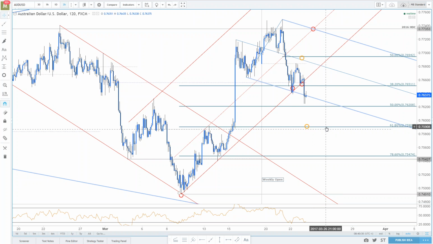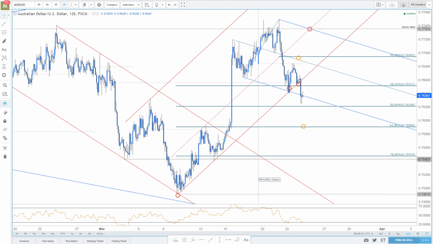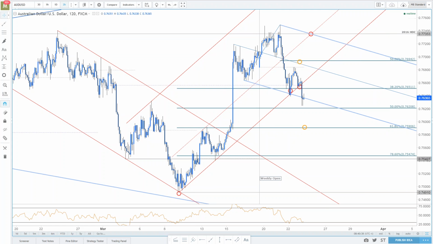75.90, like I said, would be a nice 61.8 retracement. That'd be a nice spot to look for a possible rebound for a long play. That said, you do have divergence into this low, so be wary. I wouldn't be looking for any new, fresh, short exposure down here if you're not already short.